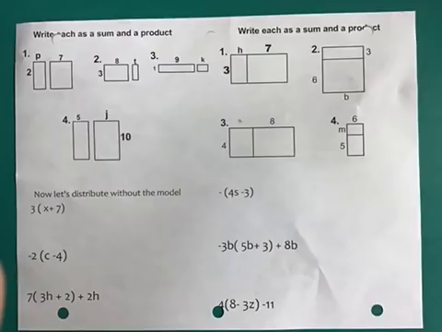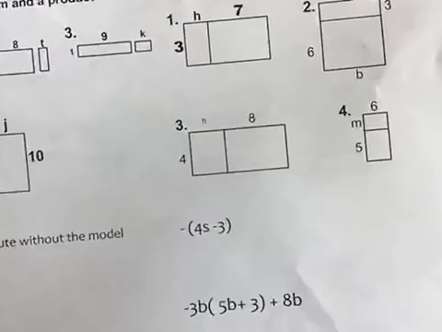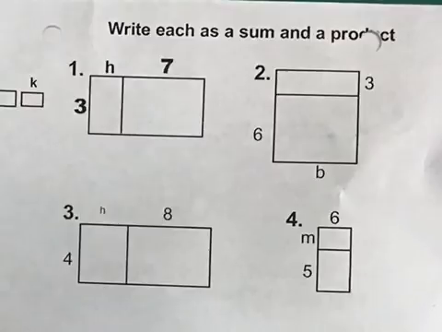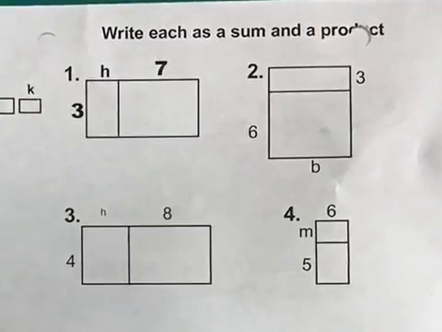So now you're going to try the right-hand side, numbers 1 through 4, these problems on your own. Go ahead and hit pause. When you are done, hit play again, and I'll go ahead and go through the problems. Make sure that you write each one as both a sum and a product.